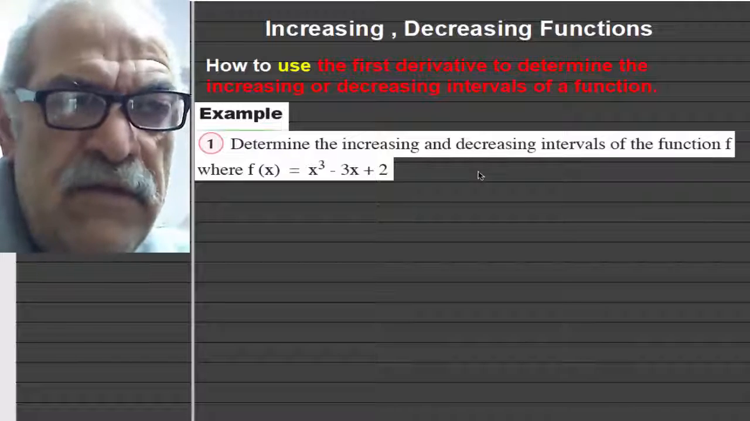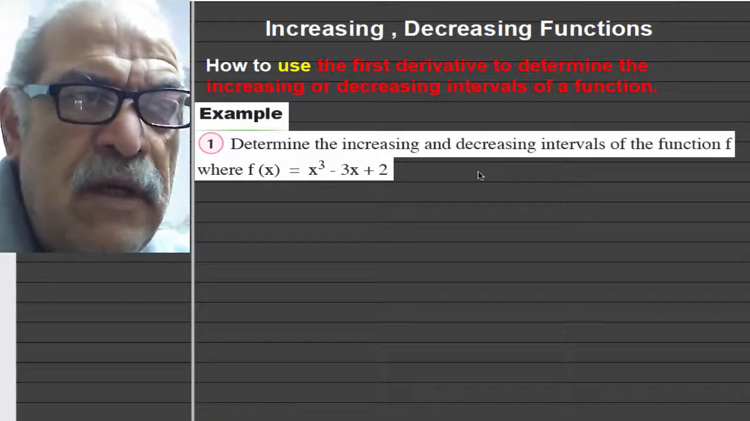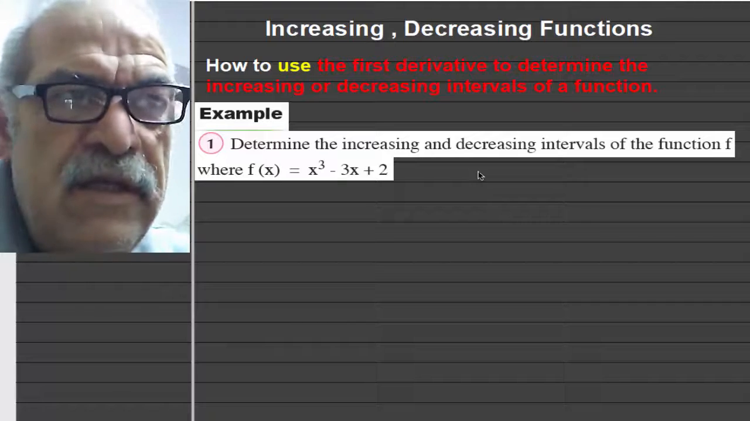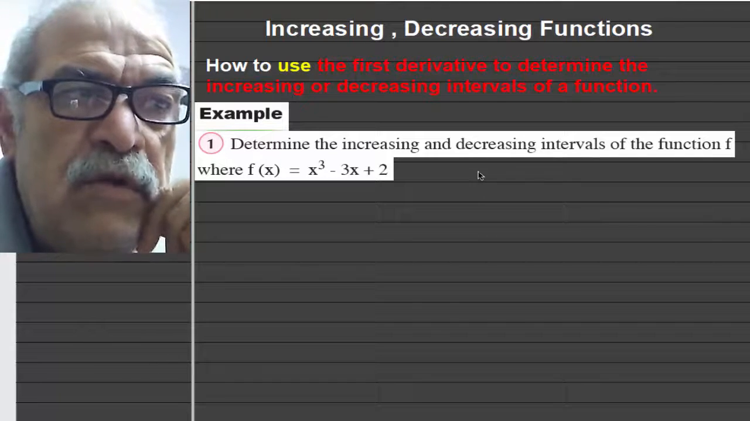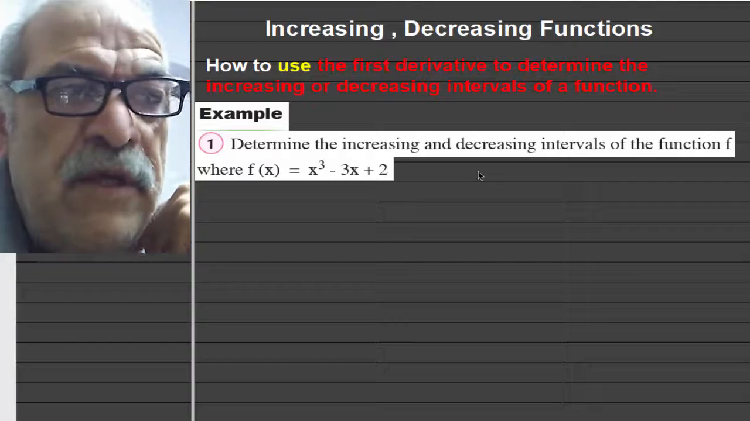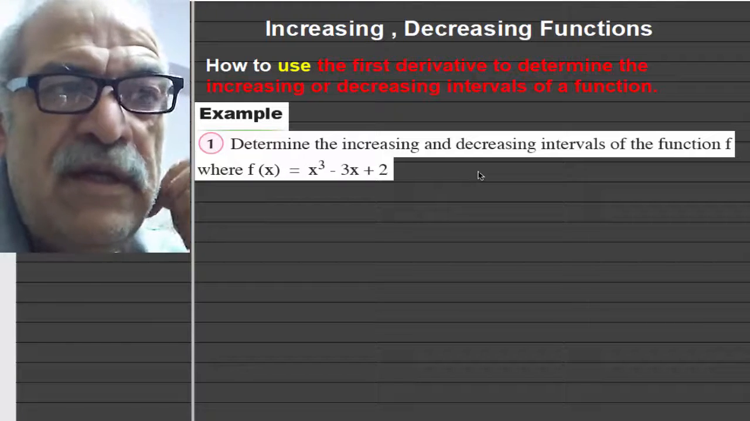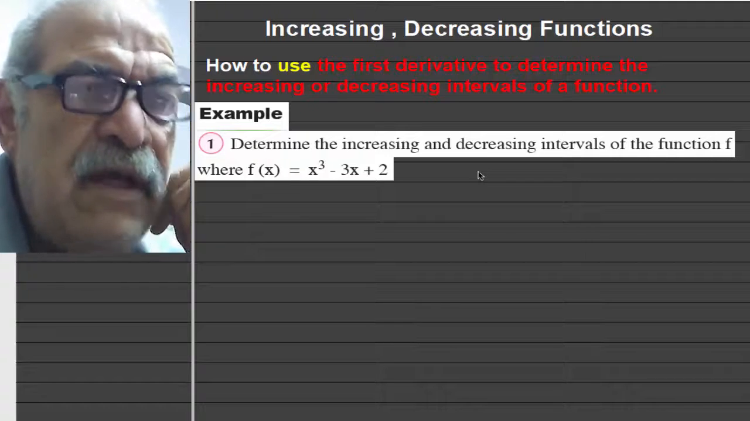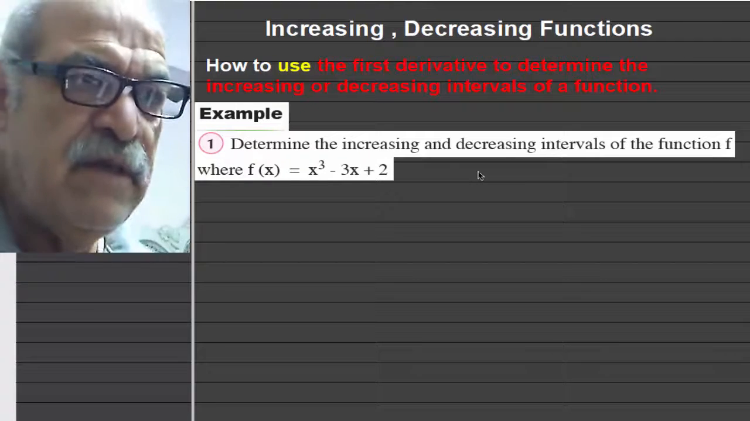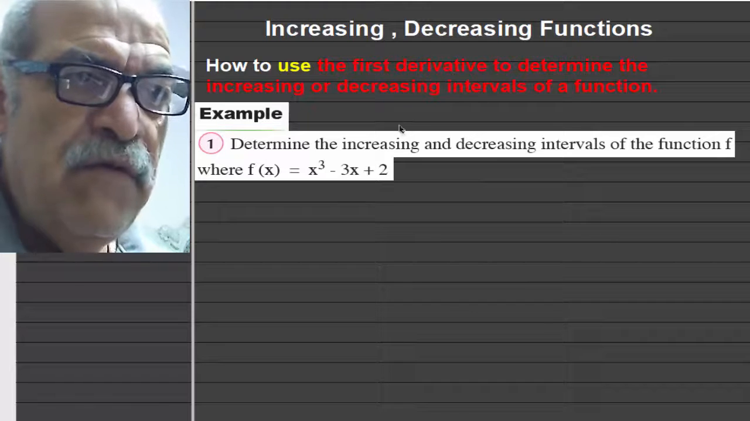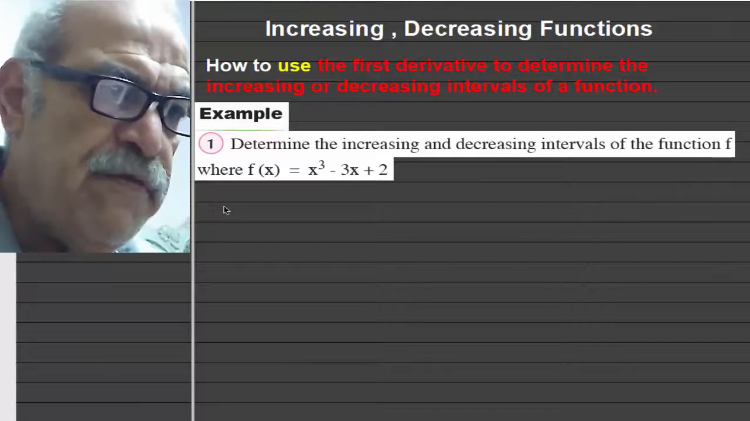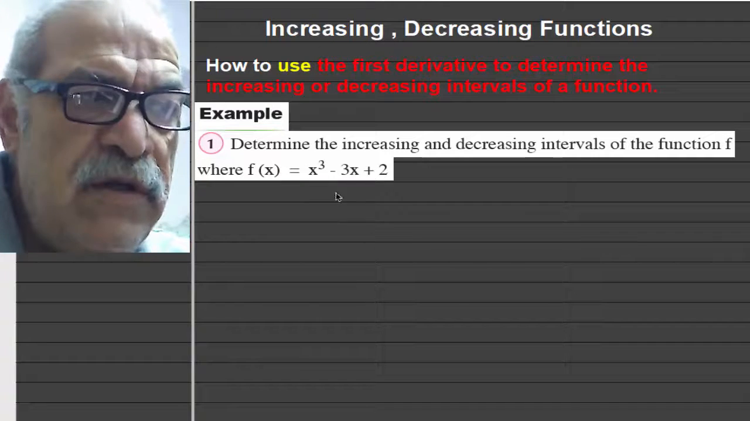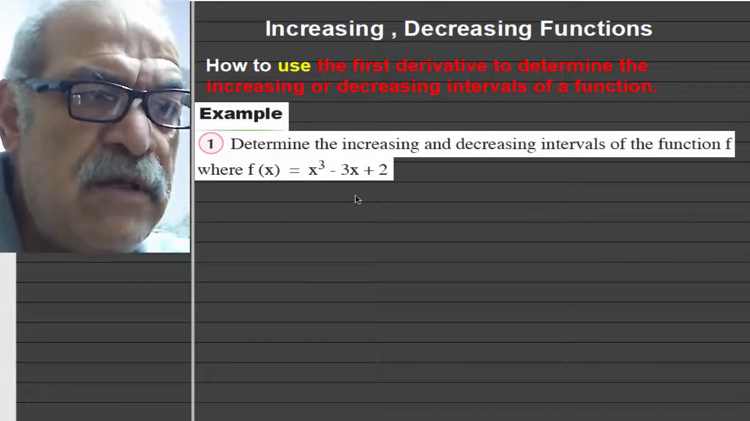Hello everyone, in this video we will solve some examples about the increasing and decreasing functions and how to use the first derivative to determine the increasing or decreasing intervals. Example number 1, determine the increasing and decreasing intervals of the function f, where f of x equals x power 3 minus 3x plus 2.